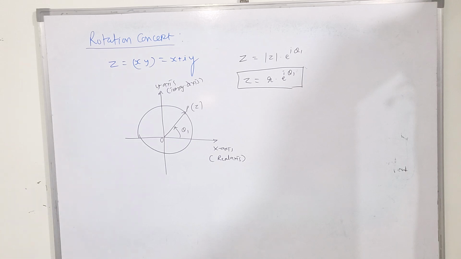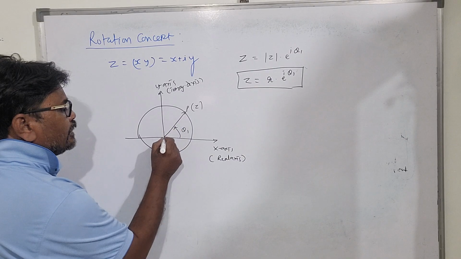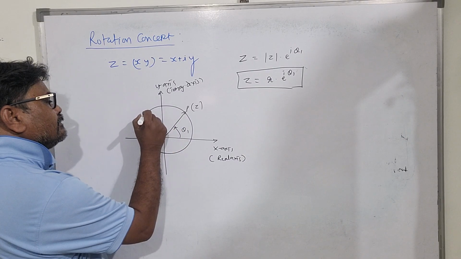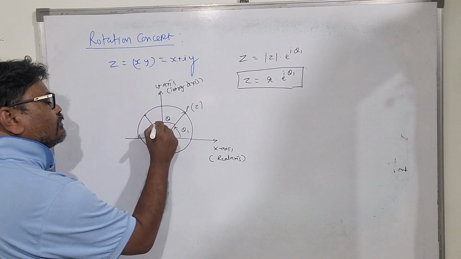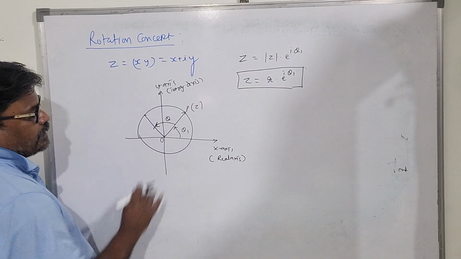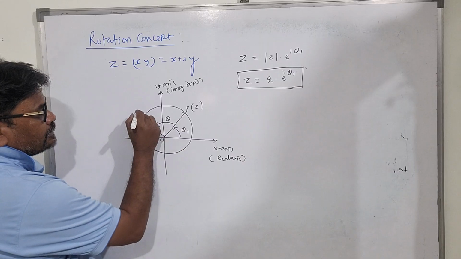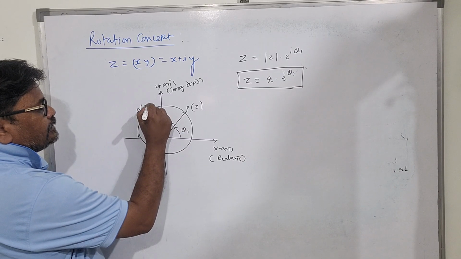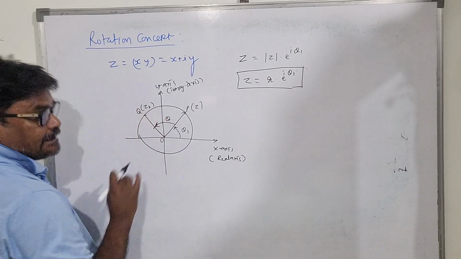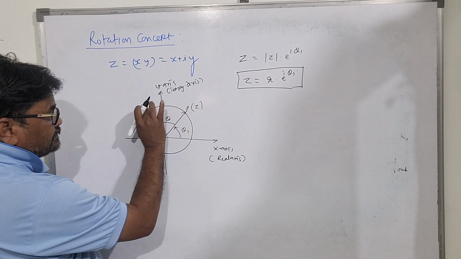Okay, fine. Now here comes the concept of rotation. If I rotate this complex number through an angle theta degree in the anti-clockwise direction, I am getting this arrow, say OQ. Here the complex number is Z, and here the complex number is Z1.